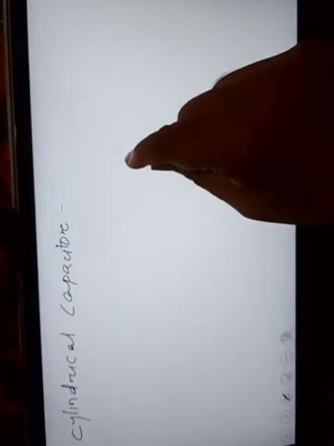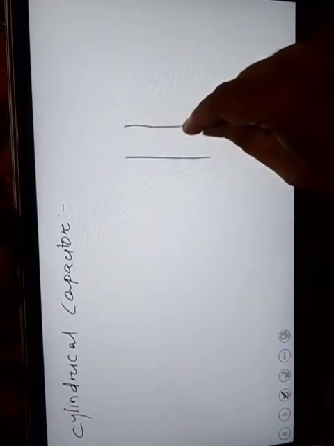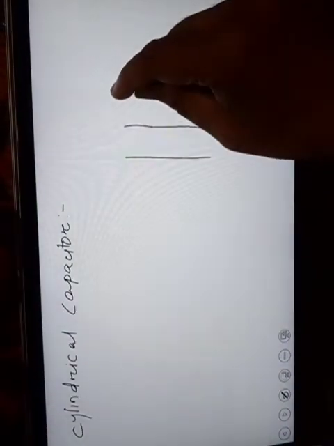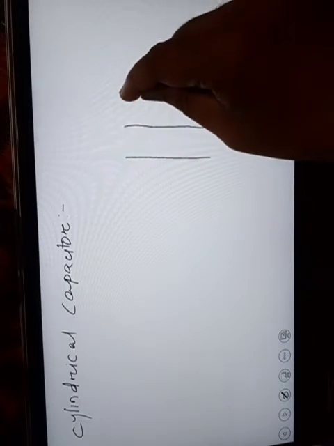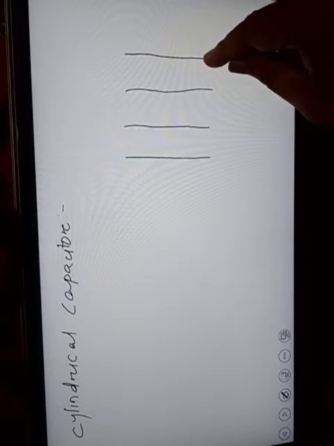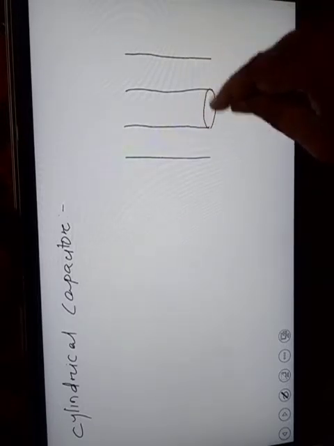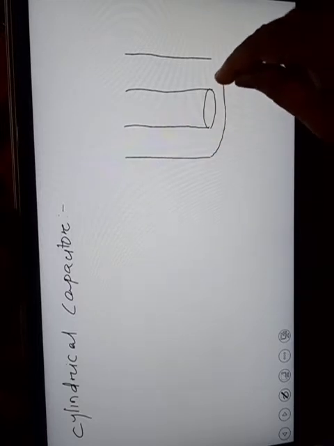A cylindrical capacitor is made of two coaxial cylinders, having a common axis and two different radii. One is the inner radius, the other is the outer radius.